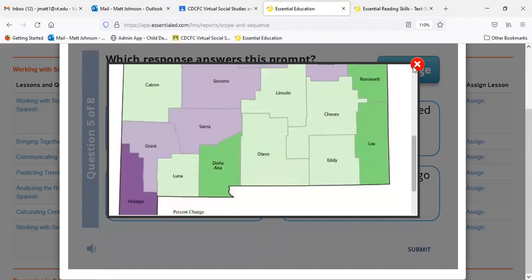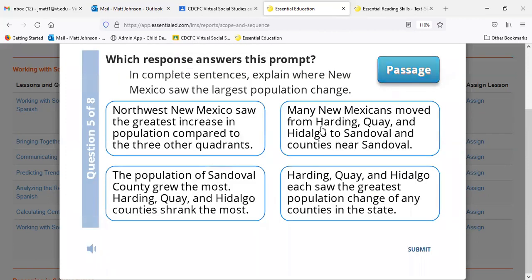So looking at our options here, the population of Sandoval grew most, right? And Harding, Quay, and Hidalgo counties shrank the most. So that is extremely accurate. The other stuff, many New Mexicans moved from Harding, Quay, and Hidalgo to Sandoval and counties near Sandoval. That's not what the question is asking.